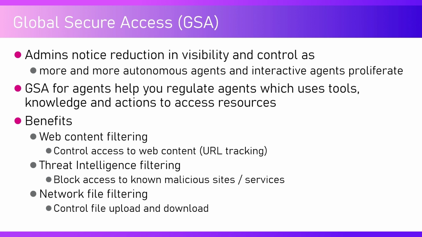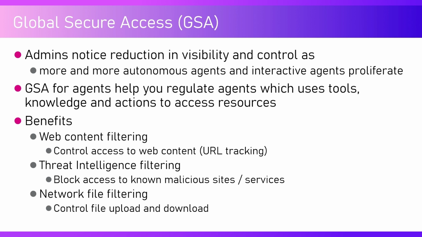Now, GSA, or Global Secure Access for Agents, helps you regulate agents which use tools, knowledge, and actions to access resources. The resources can be a knowledge source, an external service, an MCP server, any connections, or any file systems which the agent requires or retrieves information from. Now, what is the benefit of using global secure access?